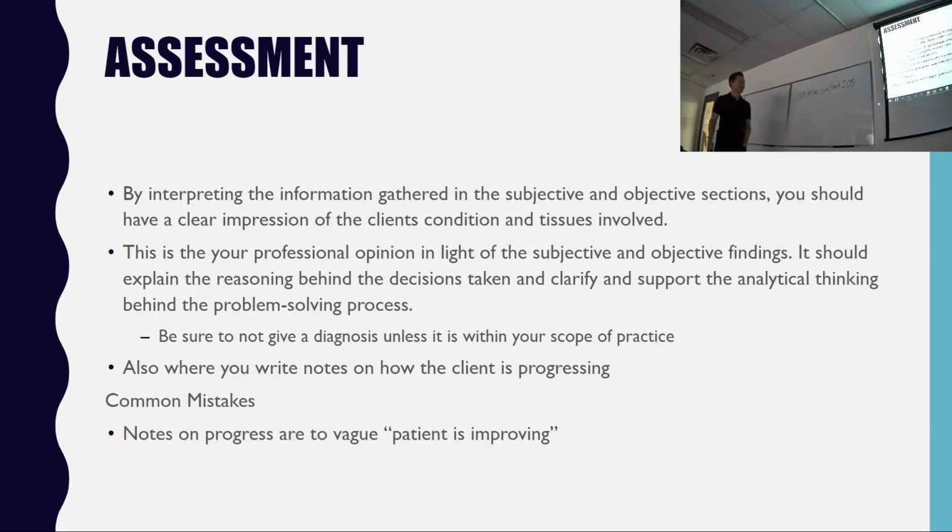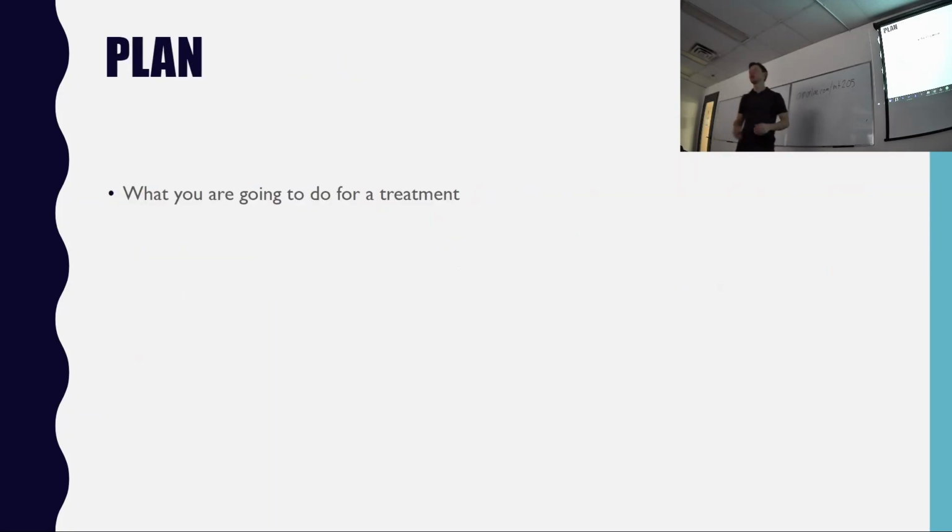Common mistakes. Notes on progress are too vague. Patient is improving. How are they improving? They're improving in their range of motion. They're improving in their pain levels, whatever it might be. And lastly, the plan. What you're going to do for the treatment.